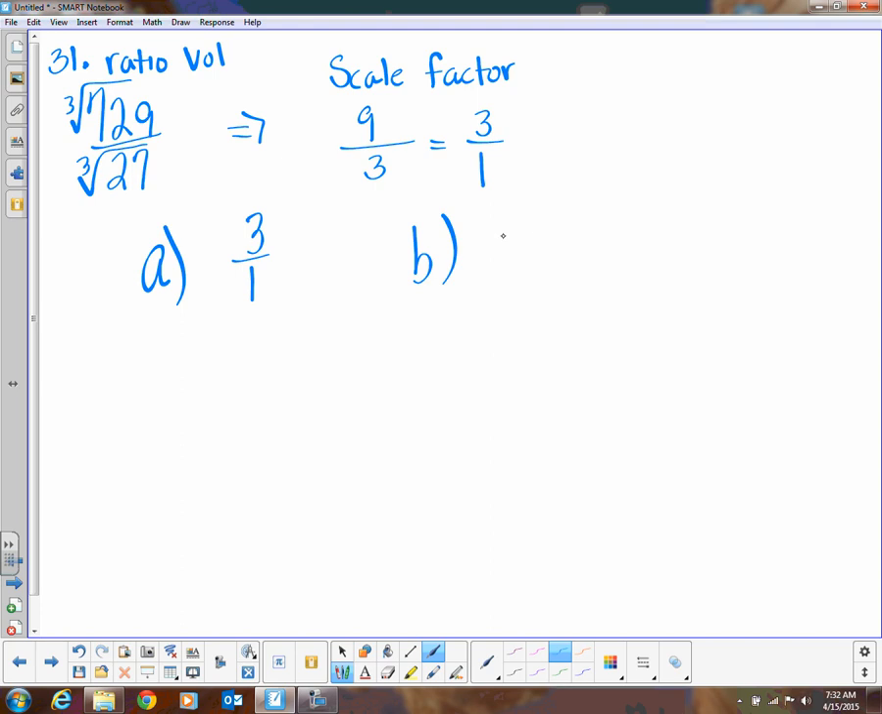Part B, find the ratio of their surface areas. What word did you hear? What do you do to this? Yes. It could be surface area, it could be lateral area, it could be base area. It doesn't really matter, the adjective. The key word is that it's area.